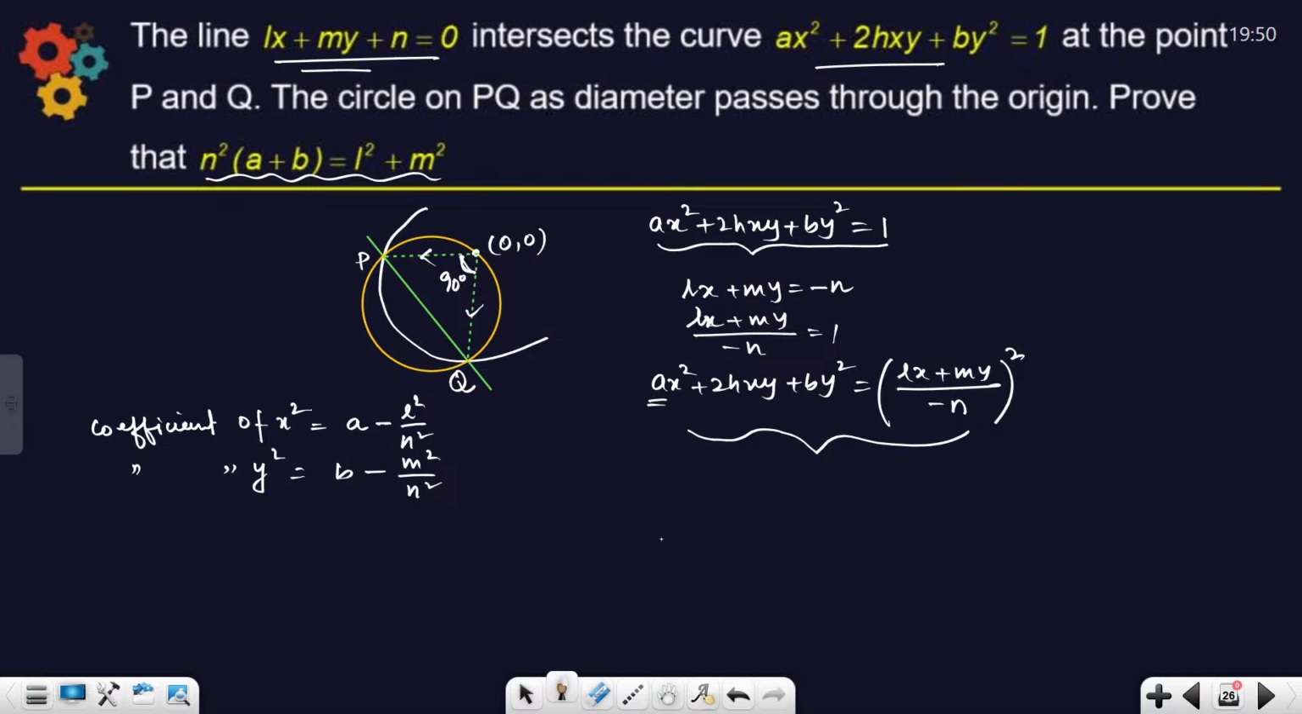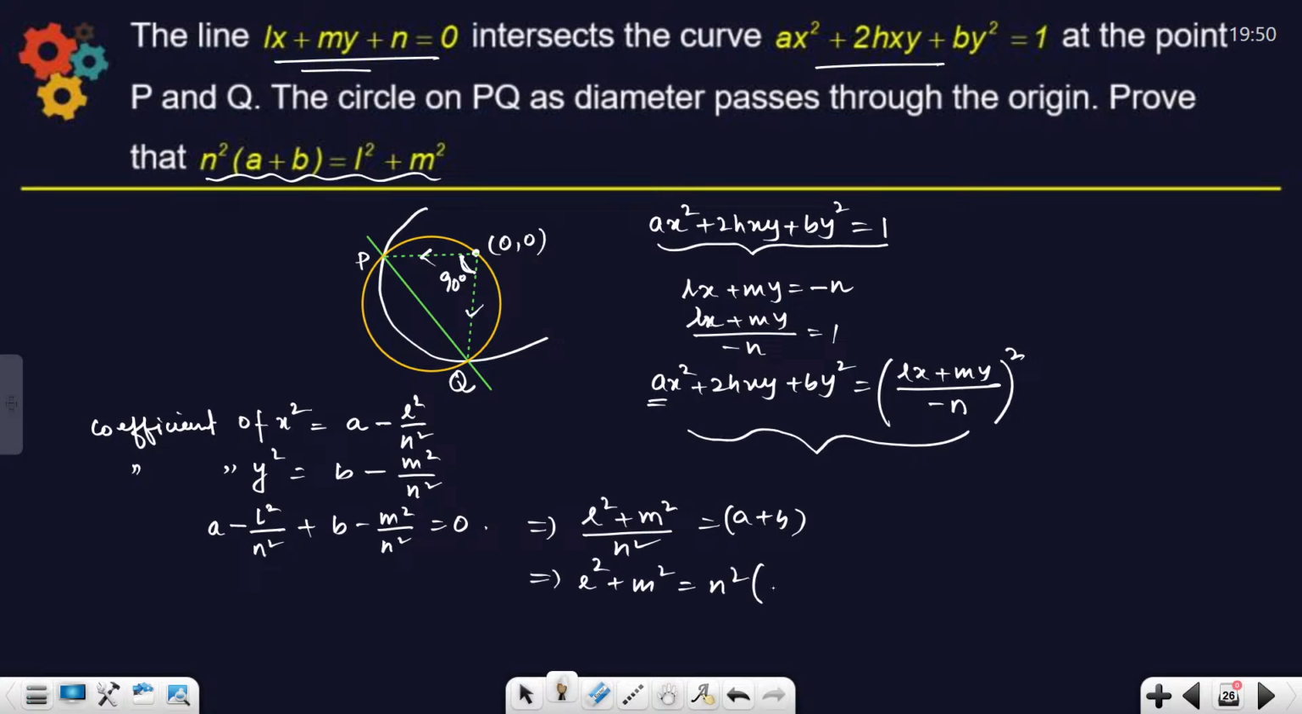Is it clear? Now, since it is making an angle of 90 degrees at the origin, you will say the sum of the coefficient of x square plus the coefficient of y square is equal to 0. So from here we are getting (L square plus m square) by n square is a plus b. So from here we are getting L square plus m square is n square into (a plus b). Hence proved.